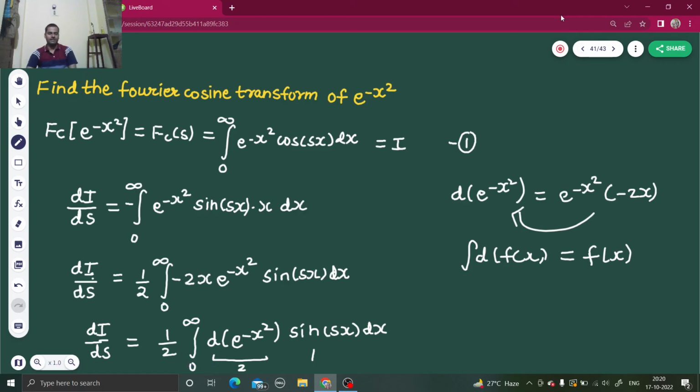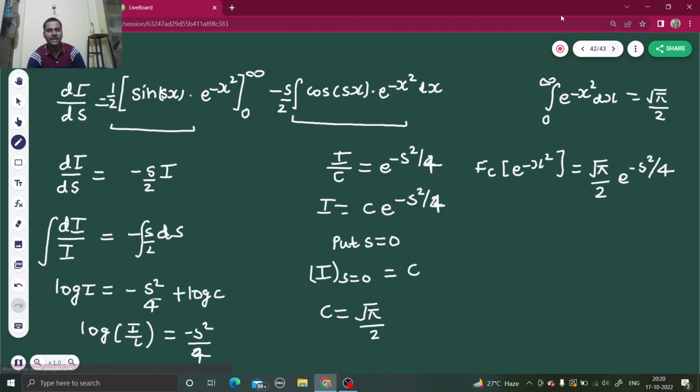Now it is fine. So again we have to find the Fourier cosine transform. Integrating was not easy, so we took this as I, differentiated with respect to s. Then we separated the variables, got the value of I, which was only the Fourier cosine transform. So I hope you understood this. For more such questions, do watch my playlist on Fourier transform.